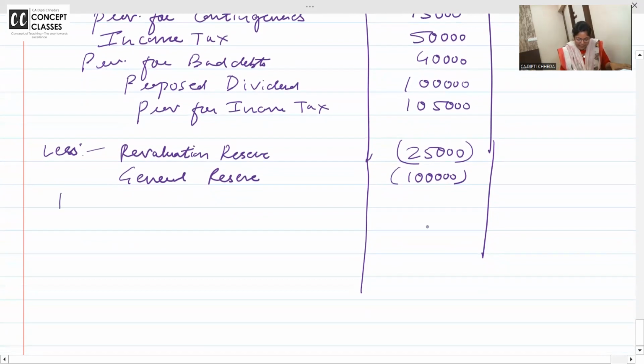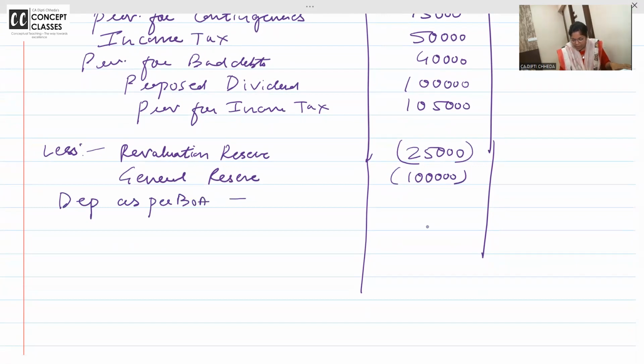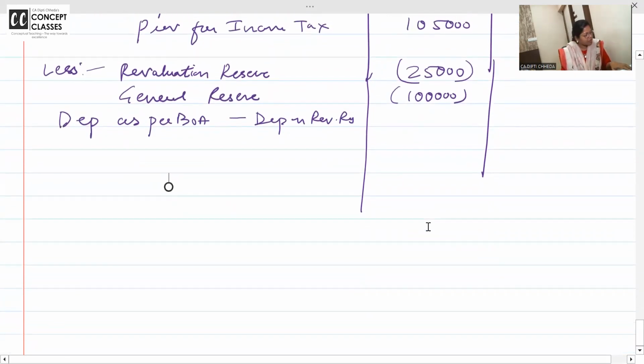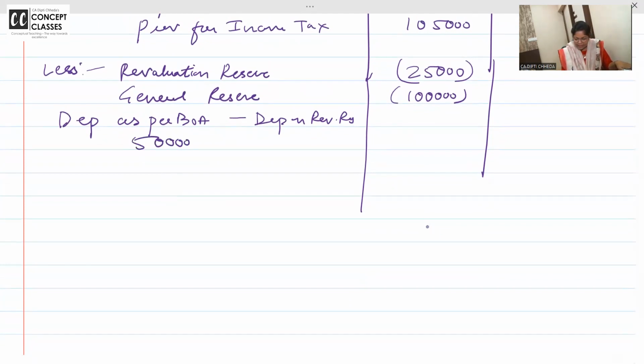Now, depreciation is allowed to be deducted as per books of accounts minus the depreciation on revaluation reserve. Agar included hai to wo nikal do. What is the depreciation as per the books of accounts? It is given on the debit side, 5 lakh.